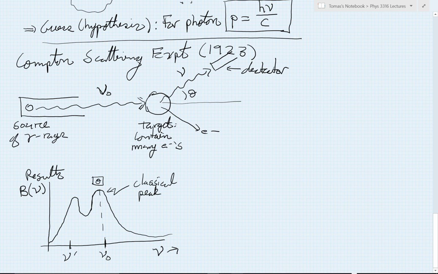Right now, the result looks very consistent with our quantum picture. But what we really need to do is carry out a detailed quantitative analysis, so that we can verify that these measured shifted frequencies come precisely in the form we would expect if we assume our hypothesis for the momentum carried by the electron.